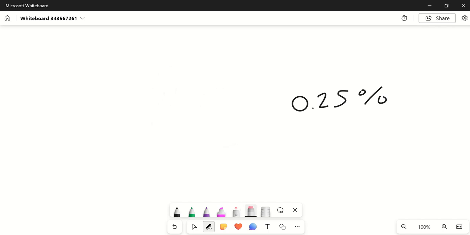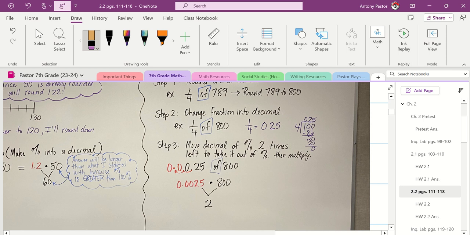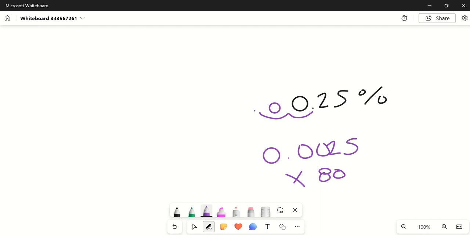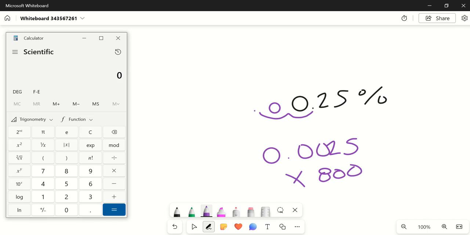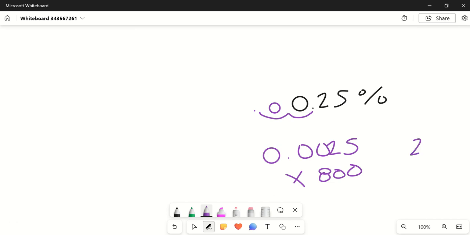Therefore, when I turn this into a decimal, I'm still jumping twice to the left. 1, 2. So this would become 0.0025. I'm going to multiply it by whatever number I'm trying to find that percentage of. In this case, we had 789. We're going to round that to 800, so I'd multiply it by 800. Remember to clear your calculator from previous use. Times 0.0025. That'll give me 2. So 0.25% of 800 would be 2.